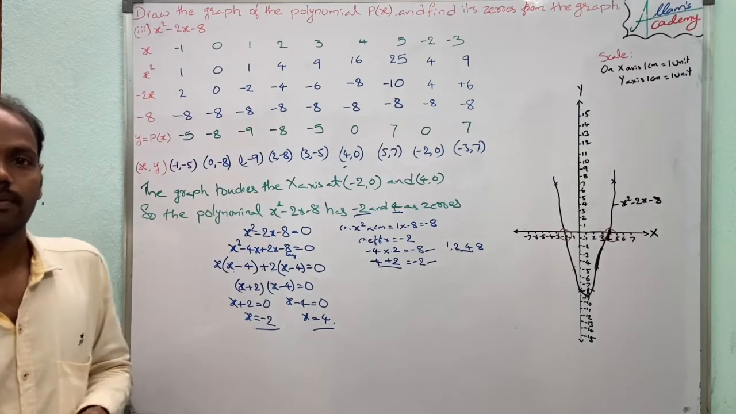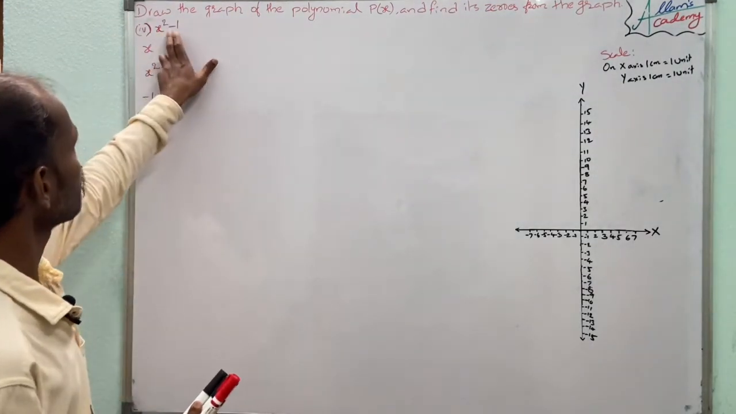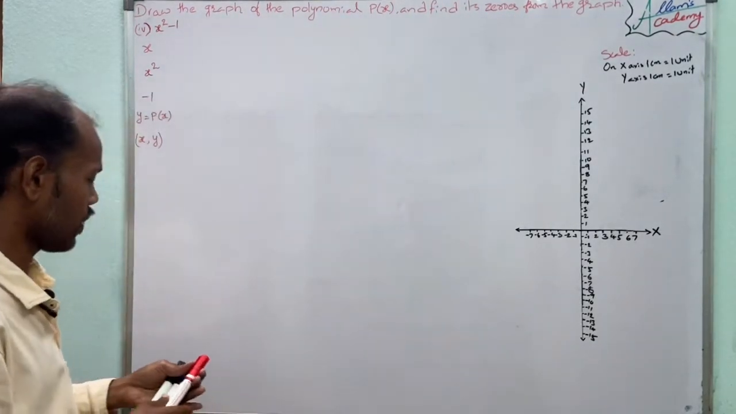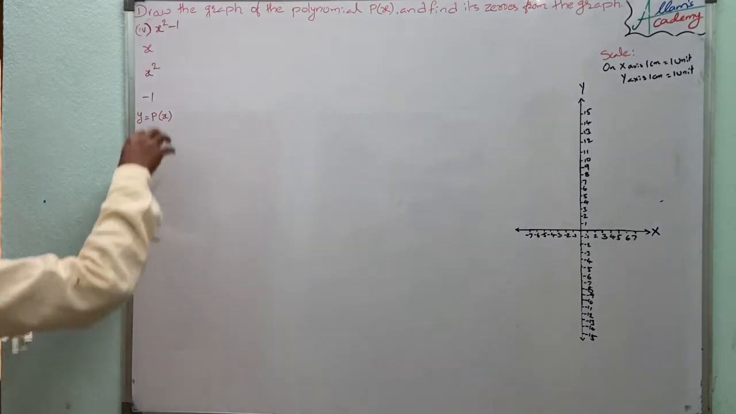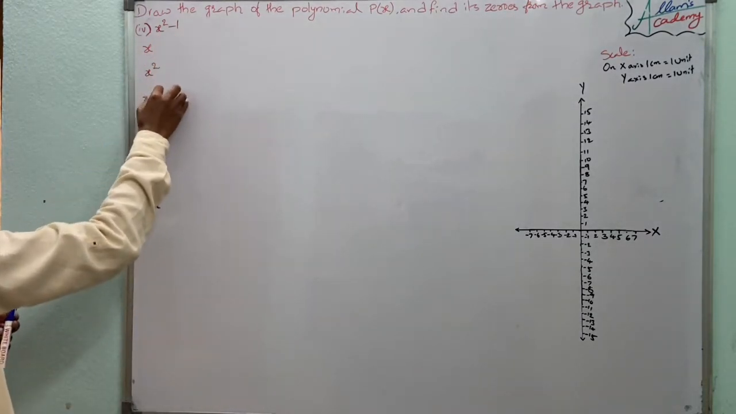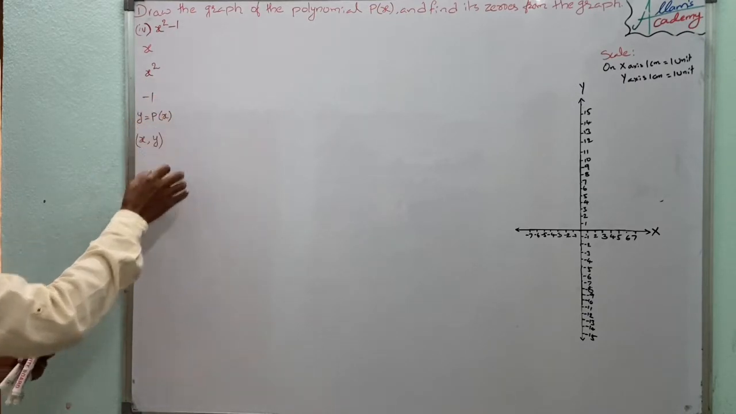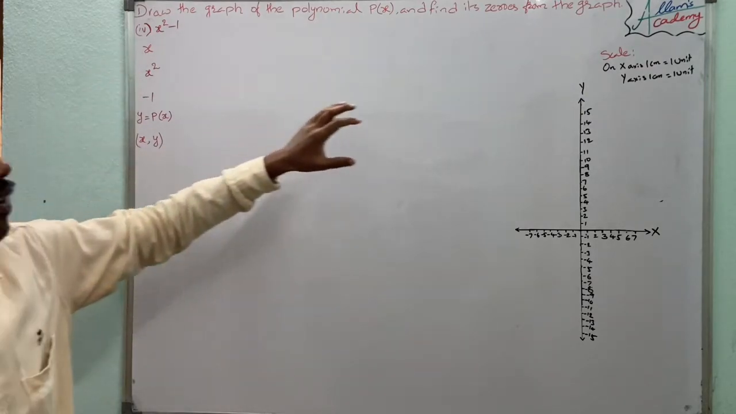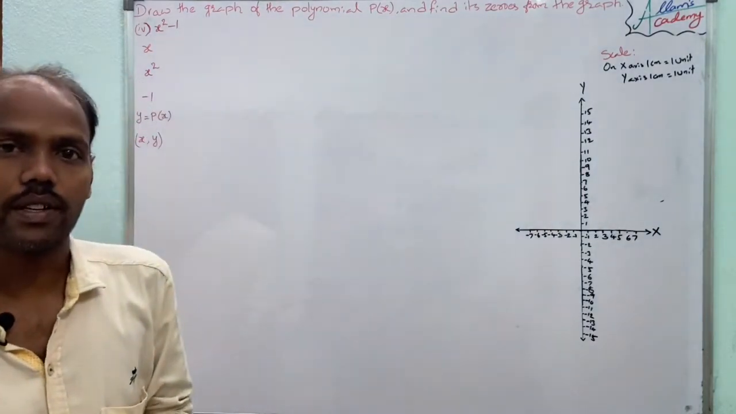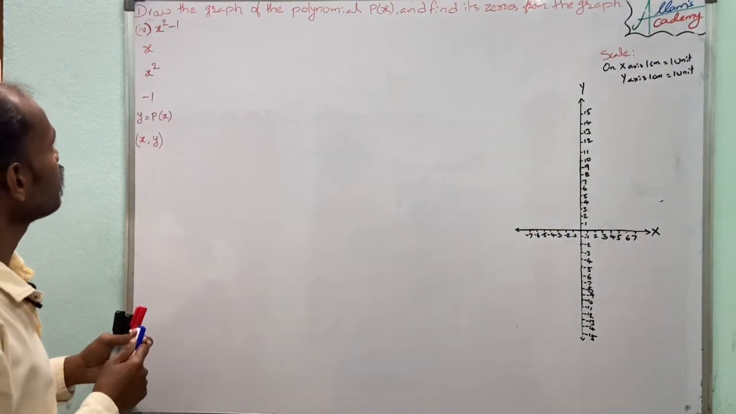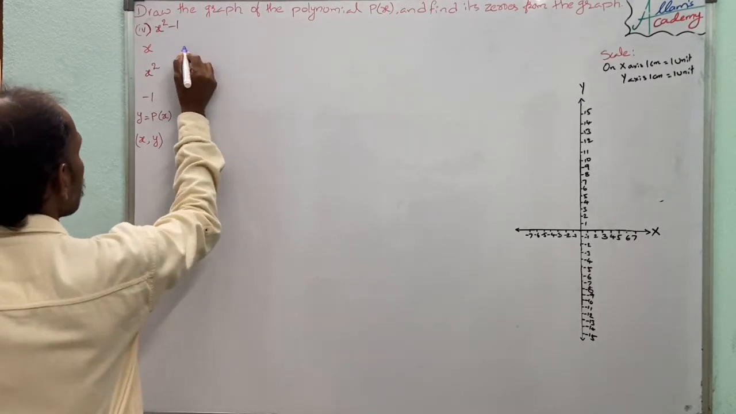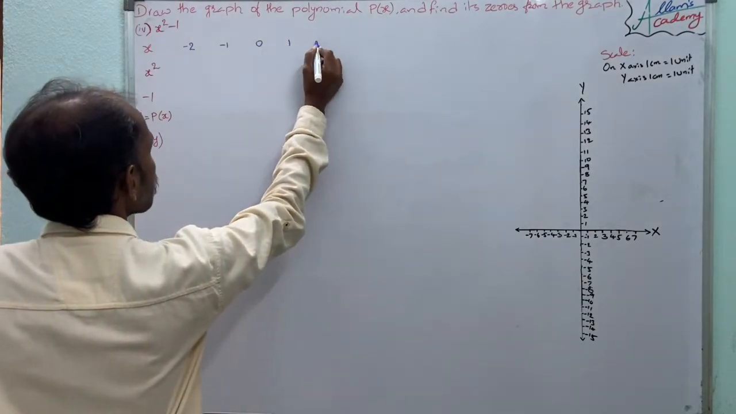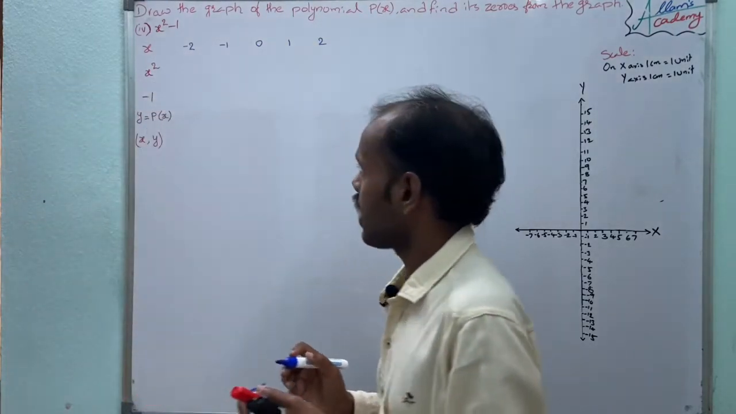Same only. So for the next problem, x square minus 1, we find its zeros through the graph. For finding that, we have to find the corresponding y value by squaring x and subtracting 1. Every x gives a corresponding y value, and those points are located on the graph. So that is the process we have to do. So we take some x values. I am taking minus 2, minus 1, 0, 1, 2. These 5 points I have taken.